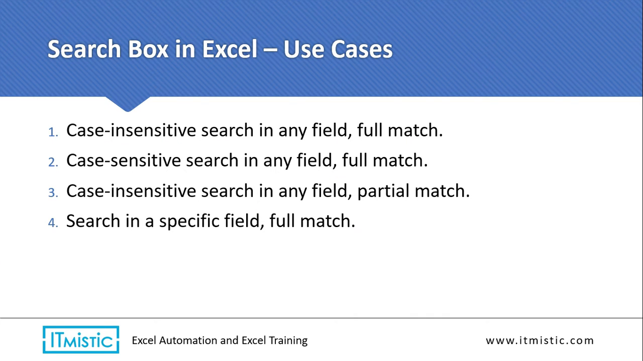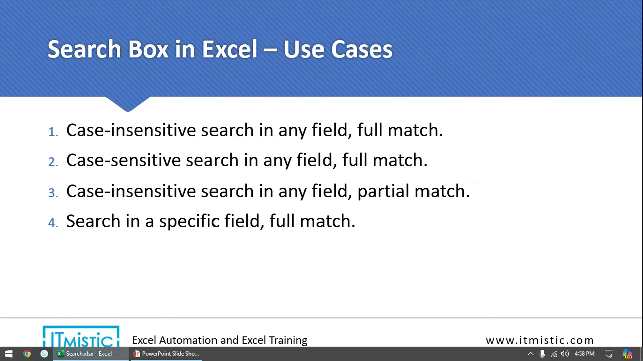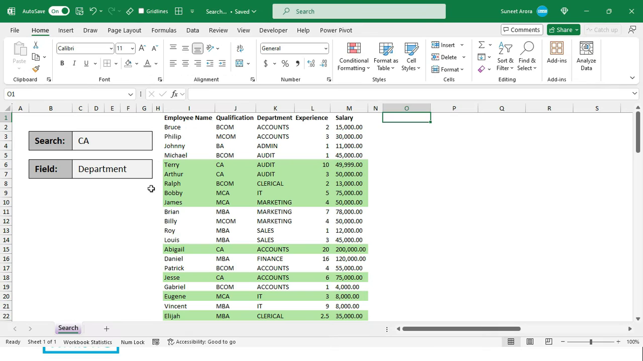Okay, the next case is the fourth one, search in a specific field using full match. So here we also need to specify a field where we want to search. It should not search the entire table, but only a specific field using full match. So now coming back to the Excel sheet. Here we have this department now. It was not there earlier.